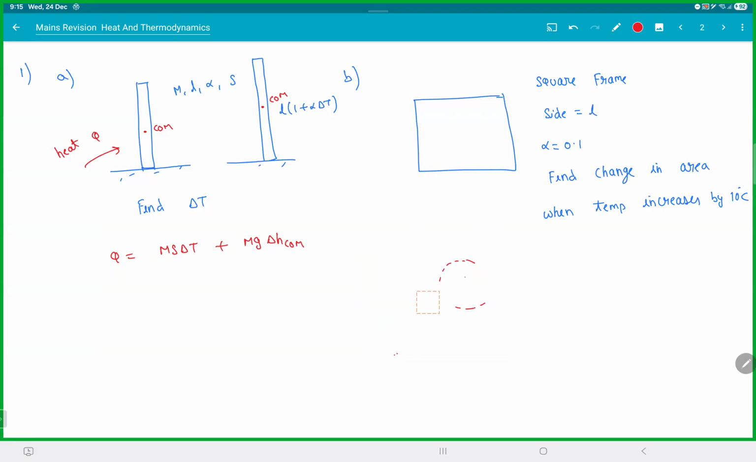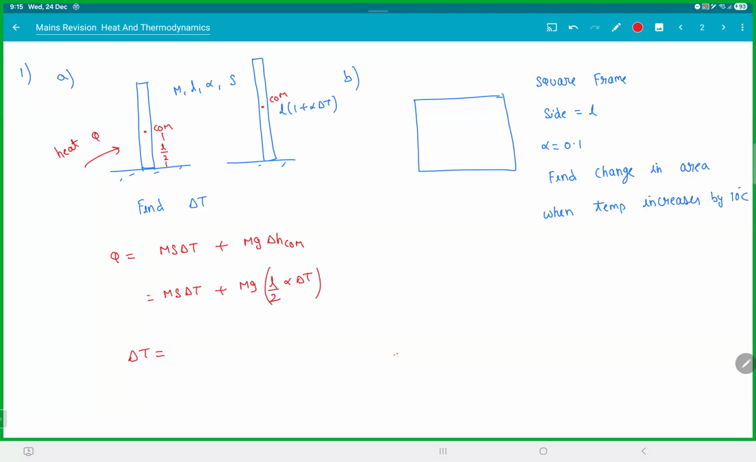They might not ask you this exact calculation here. And what is H center of mass? This length is L by 2. So this is m s delta T plus m g L by 2 alpha delta T. That's your change in height of center of mass. From here you get delta T. So the rod which is placed horizontally and vertically, the vertical one will have less temperature.